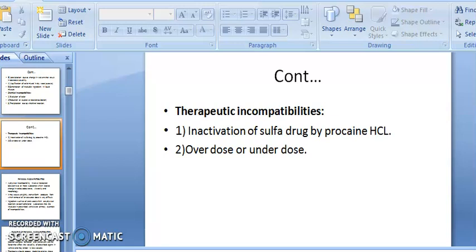Overdose or underdose. If the drug you are prescribing is more than the maximum amount, it means that there is an overdose. Or if you are taking the drug under the recommended dose, that is called an underdose. If the recommended dose is 500 mg and you are taking 750 milligrams, it means that there is an overdose. Or if the recommended dose is 500 and you are taking a 250 mg dose, it means that it is an underdose.